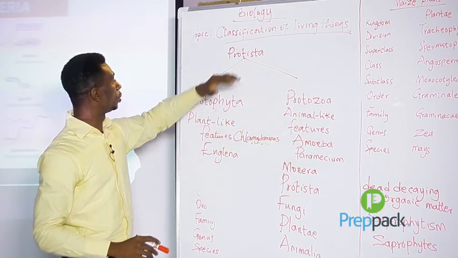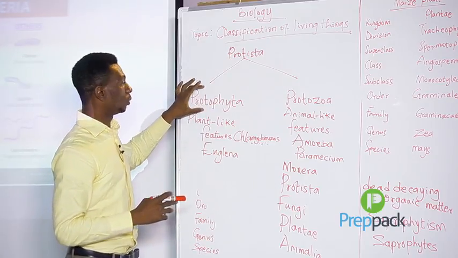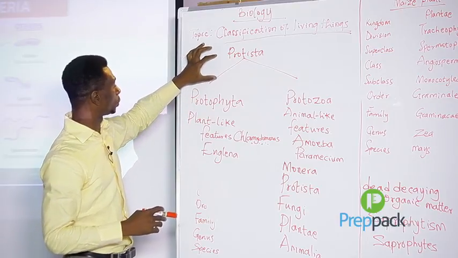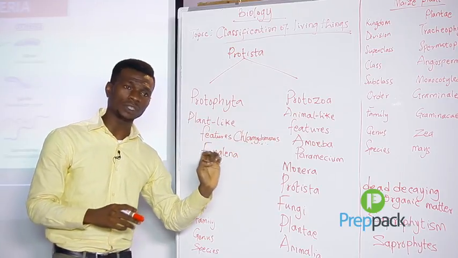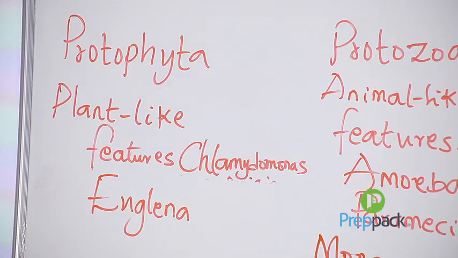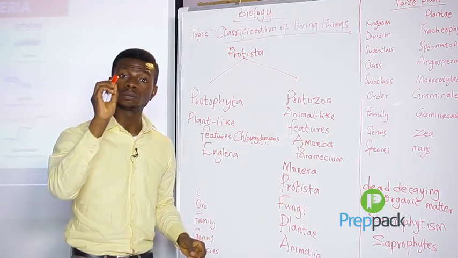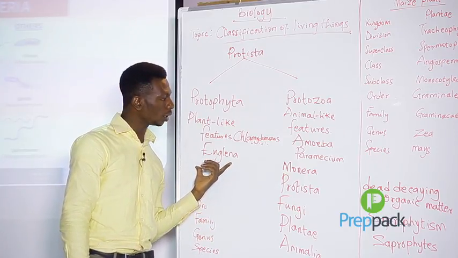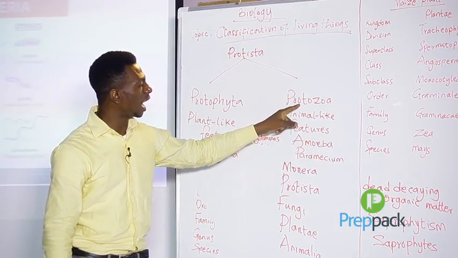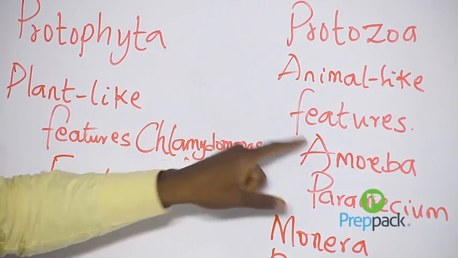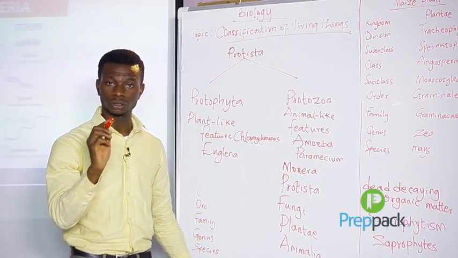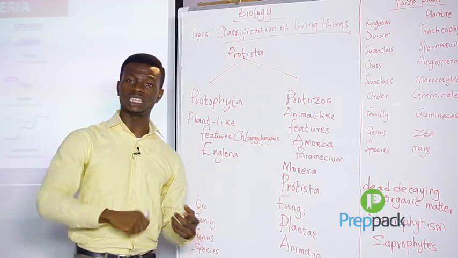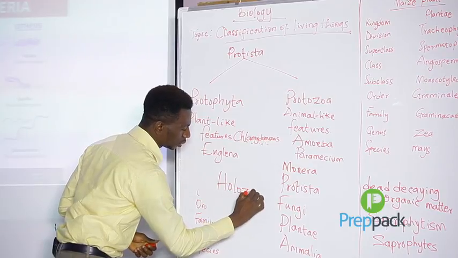With what we have said about kingdom Protista, that they have two phyla, phylum Protophyta and phylum Protozoa. The phylum Protophyta are the organisms in the kingdom Protista that have plant-like features. And what are the plant-like features? Possession of chloroplast. If they possess chloroplast, it simply suggests that they are able to manufacture their own food. Hence, they are autotrophic. If they have animal-like features, examples such as the amoeba and the paramecium, they are holozoic in nature. They do not manufacture their own food. They'd rather ingest their food. That's why we say they are holozoic in nature.